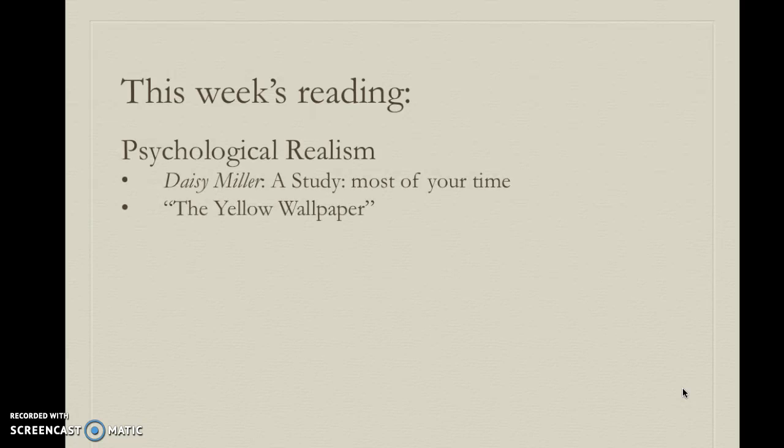Okay, so let's move on to the reading for this week. Under the umbrella of psychological realism, you'll be reading Daisy Miller, A Study. This is a novella, a short novel, and that's where you'll be spending most of your time this week. There are a lot of detailed questions about Daisy Miller in the reading guide, so I hope that you'll use those. And you'll also be reading The Yellow Wallpaper by Charlotte Perkins Gilman. You may have read that in high school. It's a really amazing story. Make sure that you pay careful attention to what's happening to this unnamed narrator.